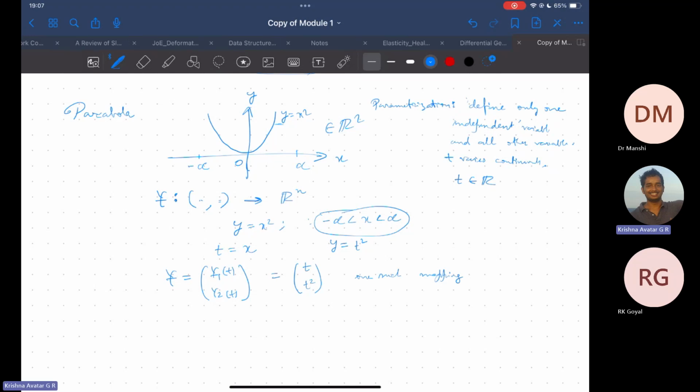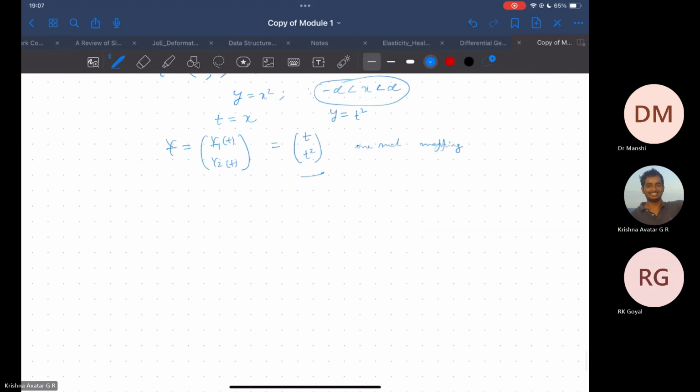Now you'll ask, okay, but is the parametrization unique? The answer is no.